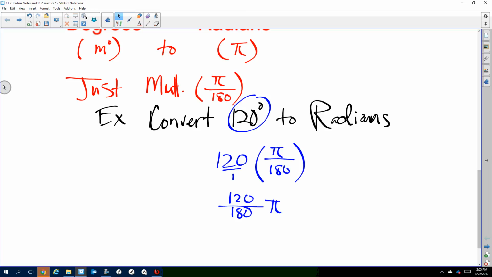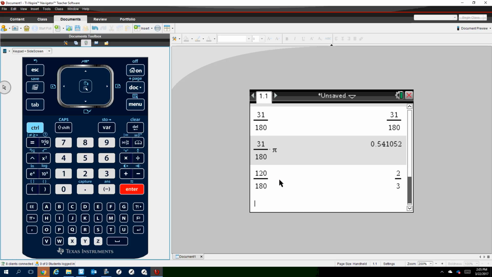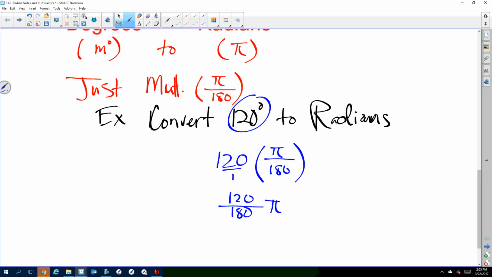So I can go to my calculator. The beauty of our calculators that we work with, we take that 120 divided by 180. Hit enter. It simplifies it for us. So that is our answer. Whatever we get simplified in the calculator, that's what we're going to use. So we're going to have 2/3. So this equals 2/3 pi radians. That's just abbreviated for radians. Radians are rad. Okay? So that's our rule.